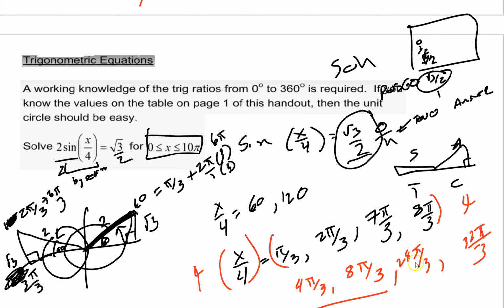28 over 3 is almost 7. Sorry, 9-ish. It's still good. But 32 over 3, that's more than 10, right? That's almost 11. So that is not within the domain. So my answers are this.